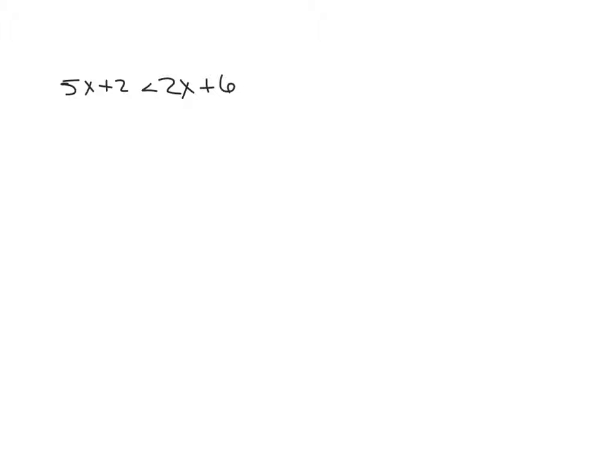So pretty much what they're just saying is get 0 on one side and everything else on the other. So bring the 2x over, bring the 6 over, and make it 0. So this is going to give me 3x, this is going to give me -4, and that's less than 0.